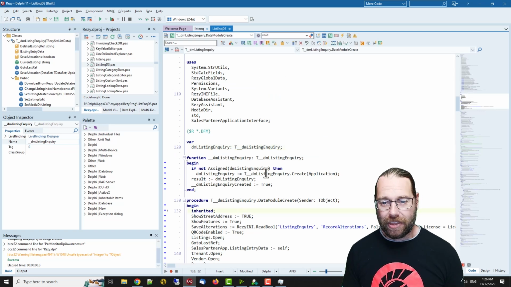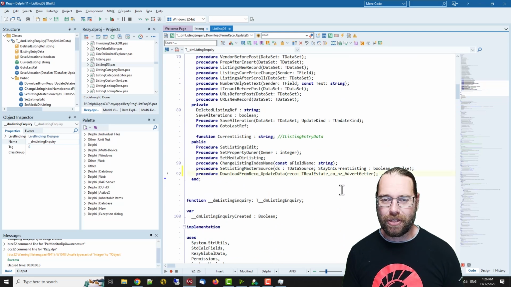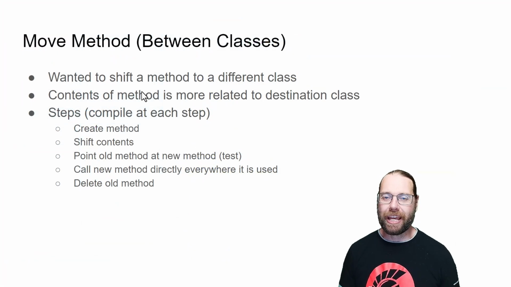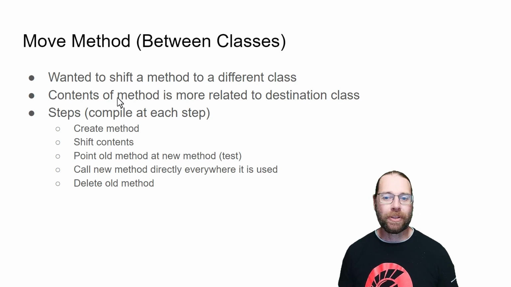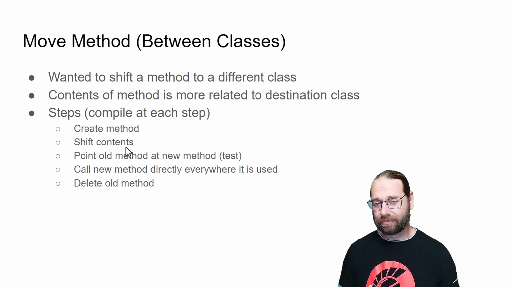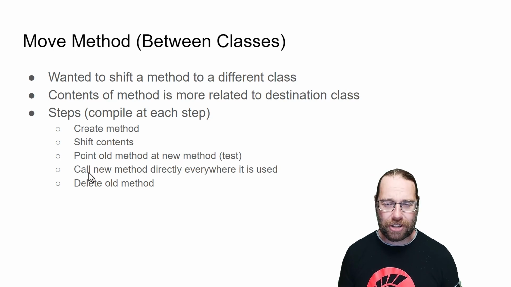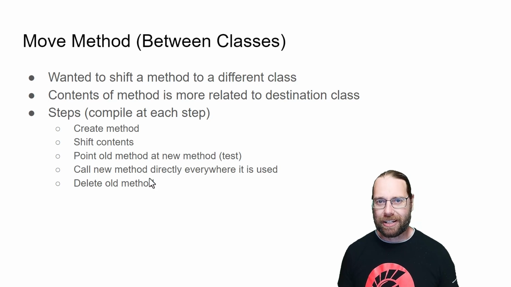Okay, so that was our first shift method, and we'll take a look at the next one. We wanted to shift a method between classes from the form to the data module, because basically the contents were more related to the data module than the form. And so we did this in a number of steps. We created the new method on the data module, and then we shifted the contents. And we pointed the old method at the new method, at which point we could do a lot of testing. And then we could call the new method everywhere it's used. In this case, there's only one location, so that was fairly straightforward, and delete the old method.